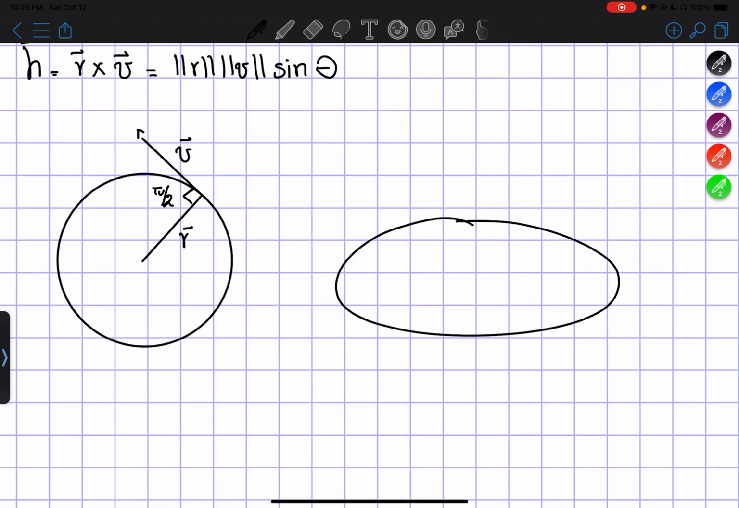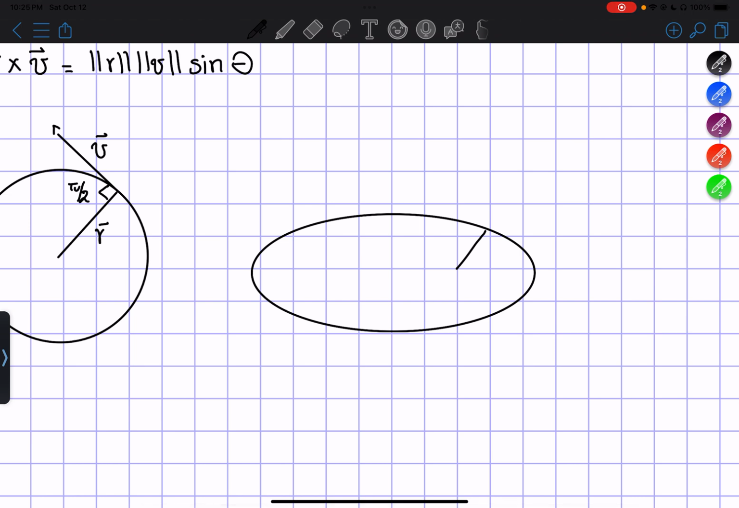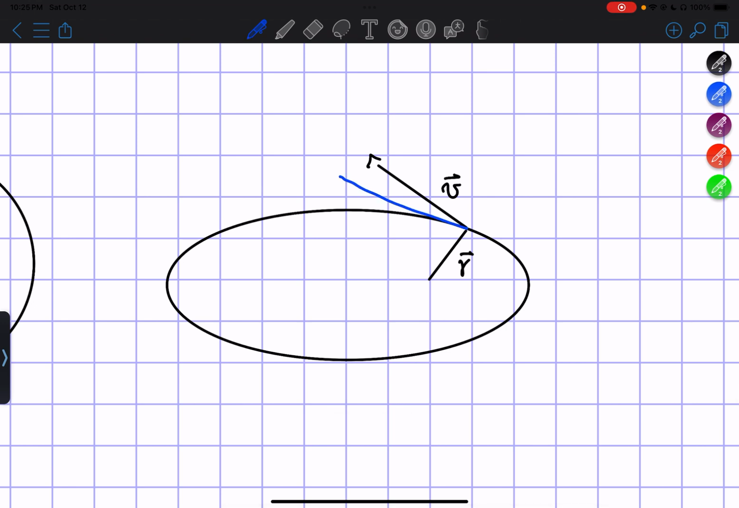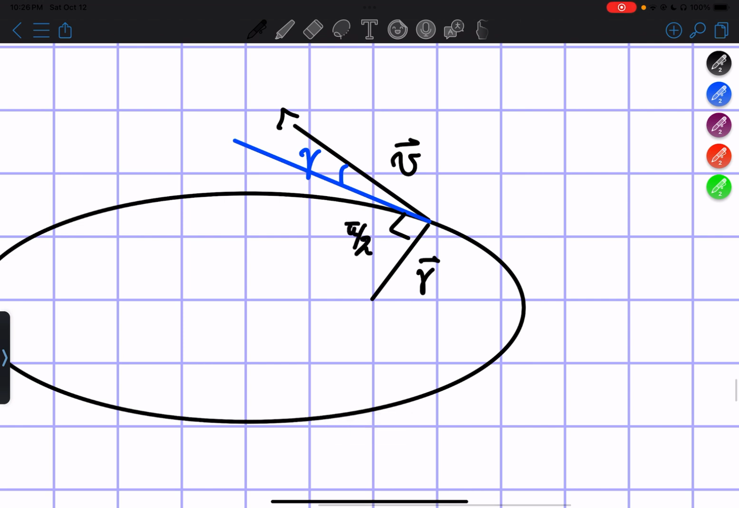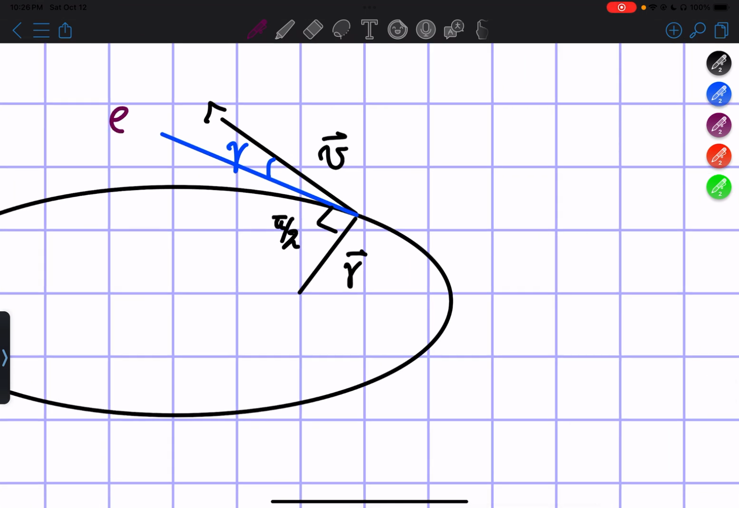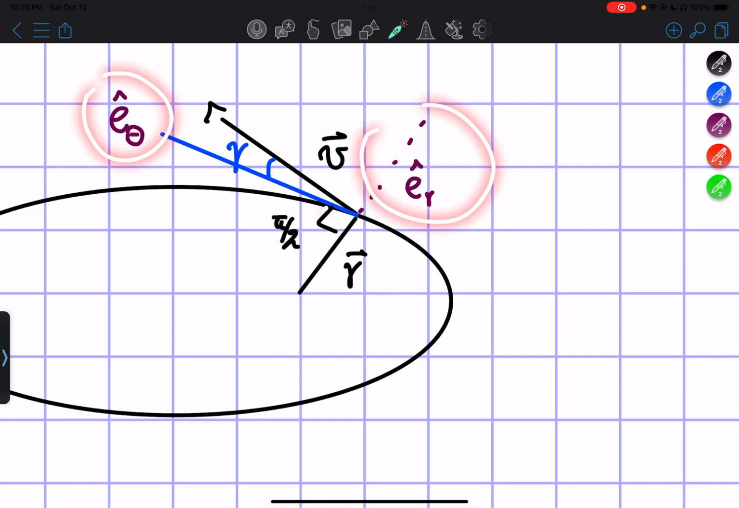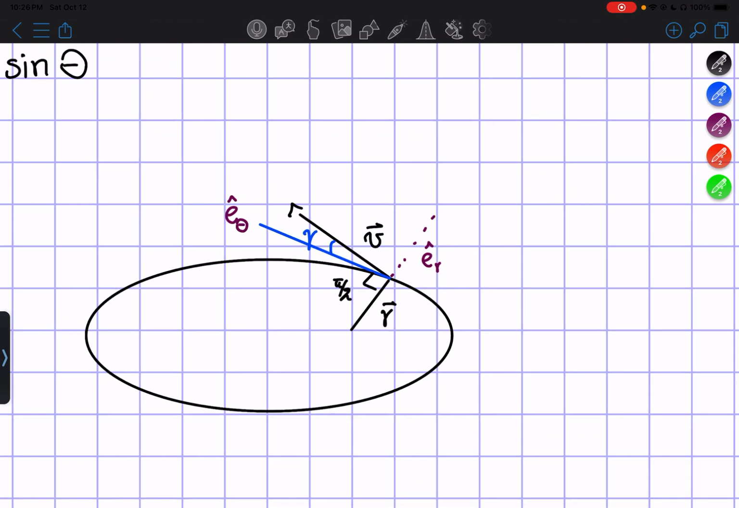However, when we have an ellipse, they're not always going to be perpendicular to each other. So if this is my r, my V is going to do this. Of course, they're not drawn proportionally, so this gives me an angle from the tangent of the ellipse at that point, and that is the angle gamma. And this one here is a pi over 2 component. Why? Well, because this one is technically e_theta hat, and r is just going to be along e_r hat. So these two have to be 90 degrees from each other. And V has an angle of gamma from the e_theta unit vector. Therefore, the angle between the two of them is the sum of these two.